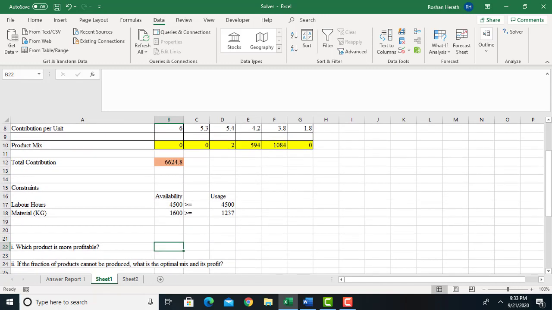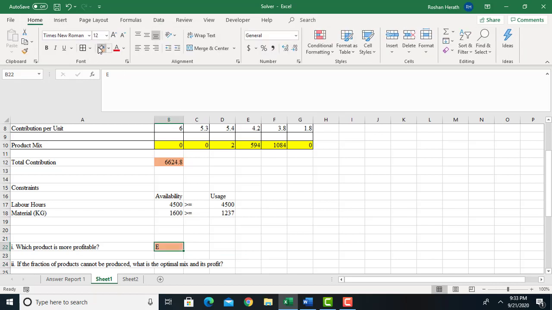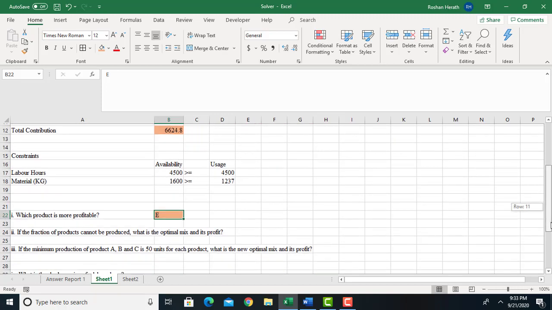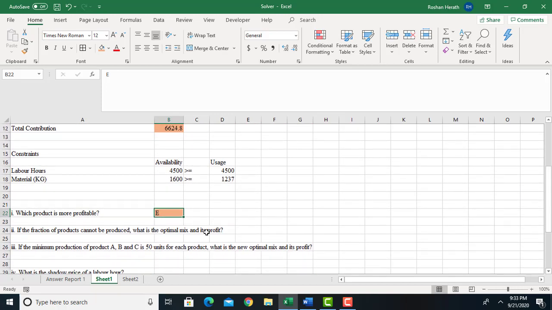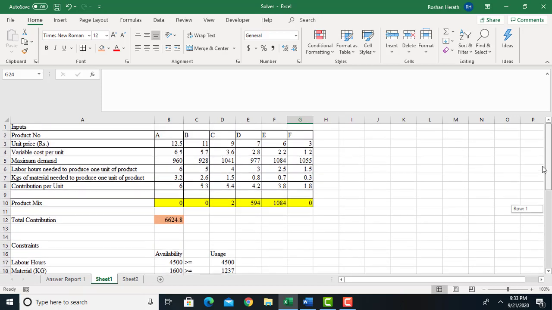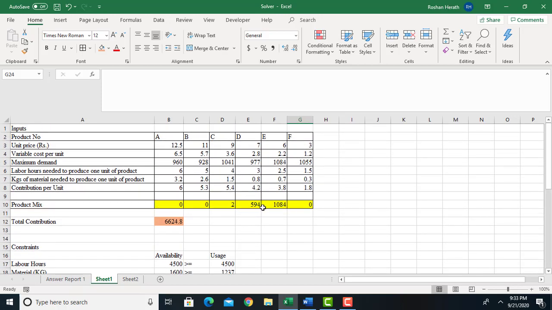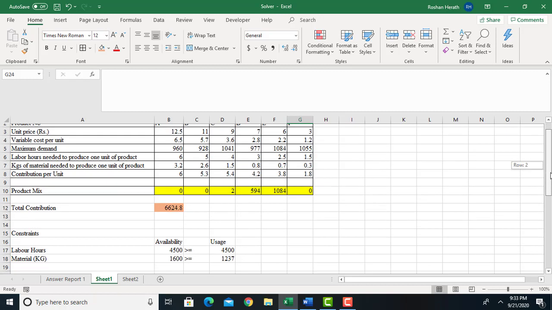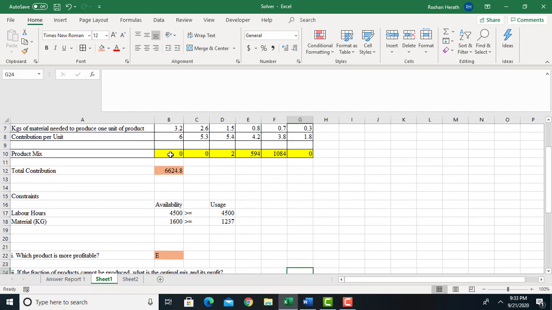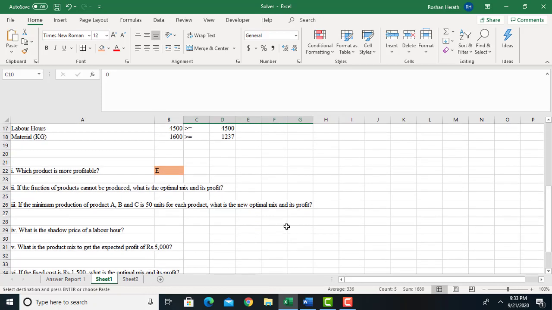That is straightforward. Then it asks, if fractions of a product cannot be produced, what is the optimum mix and its profit? In fact, that's what we have already done when working out the first activity. There we assumed that particular situation, so it is already there. This would be the product mix. So we have already taken that.